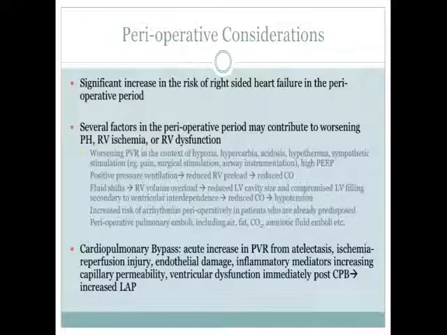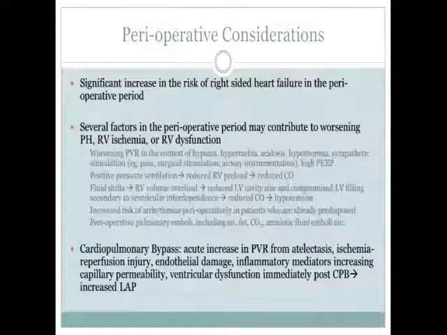So why is pulmonary hypertension, I guess, a concern in the perioperative period? Basically the main concern is acute right-sided heart failure and hemodynamic collapse at its most extreme. And there are a lot of different factors, both in the non-cardiac surgery perioperative period as well as cardiac surgery, that can contribute to worsening of your pulmonary pressures and right-sided dysfunction.